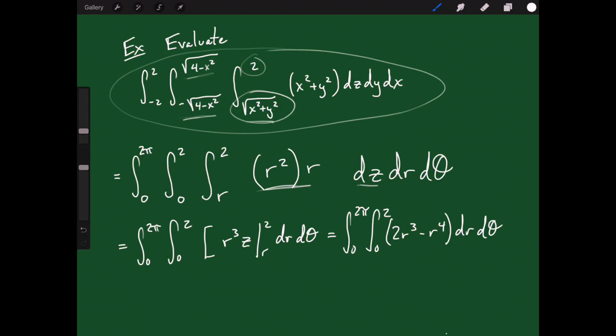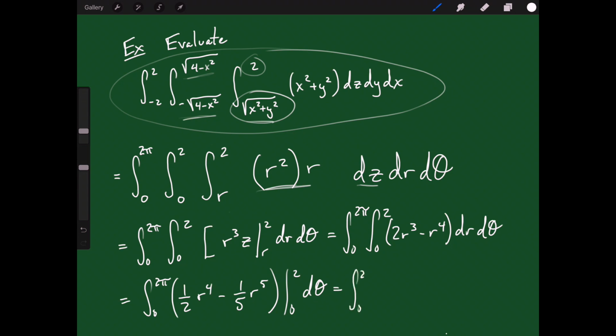Now I'm ready to take the antiderivative with respect to r, and I get the integral from 0 to 2 pi of, if I take the antiderivative, 1/2 r to the 4th minus 1/5 r to the 5th evaluated from 0 to 2 d theta. Okay, let's plug in the 2 and the 0. I get the integral from 0 to 2 pi.